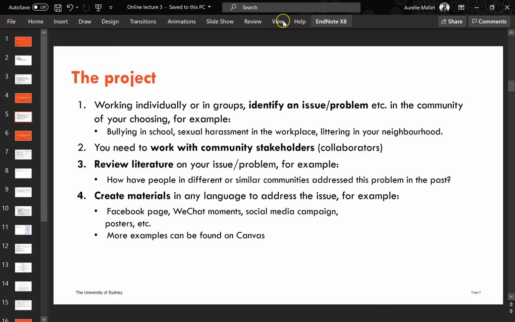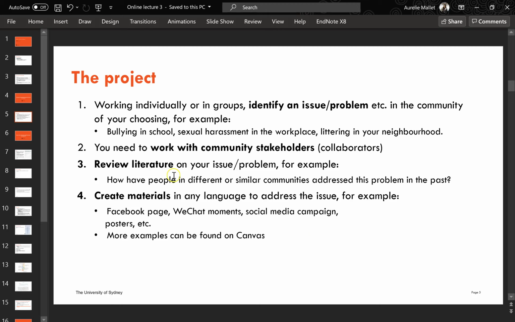This is a slide that you would have seen a few times now, both in the online lectures and in your tutorials as well. We've told you, when you are creating your materials to address a specific issue in the community that you'll be working with, you need to follow these 4 steps. The first step in creating your material is to identify an issue or a problem in a given community. Once you've identified this issue, you have to work with people in the community, or collaborators. You also will need to conduct a literature review on the issue to see what people have done in similar communities, have addressed the problem before, how it can be improved, so on and so forth.